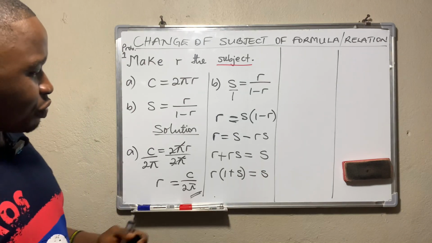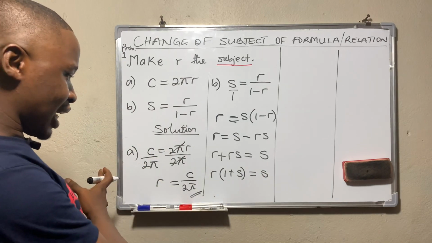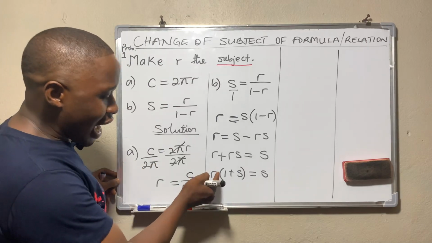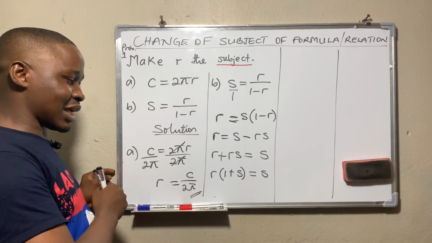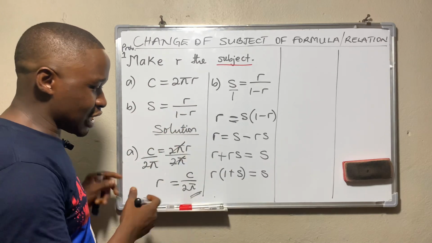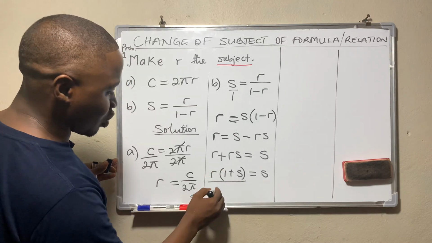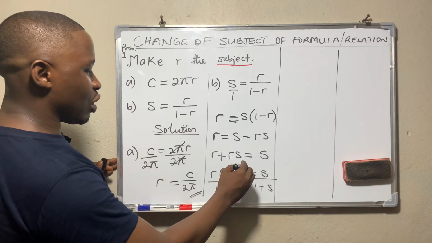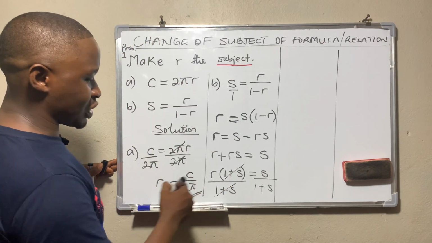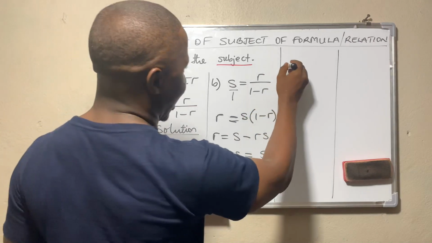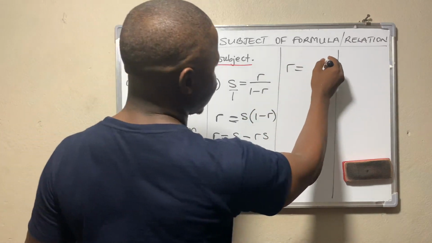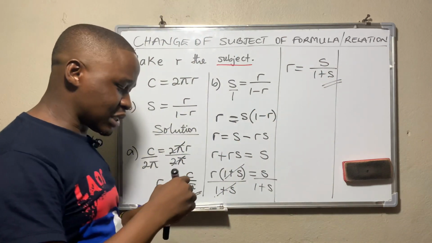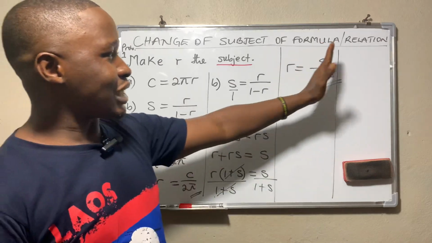Okay. So yes, r is on the left hand side, but it is not standing alone. R is not standing alone on the left hand side. It is attached with what? A bracket. So we divide both sides by that particular bracket, 1 plus s, 1 plus s. So 1 plus s takes away 1 plus s, leaving what? R alone. So this is s divided by 1 plus s. So at this point now we've made r the subject. On the right hand side there is no r.